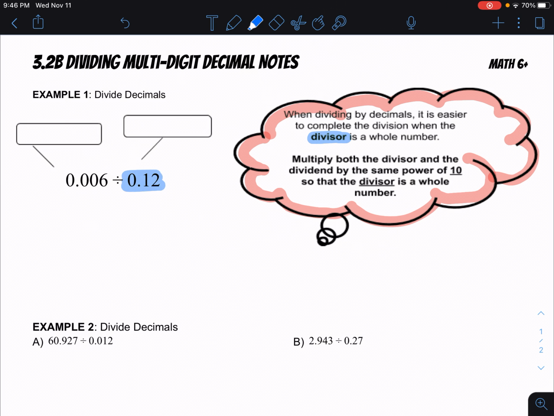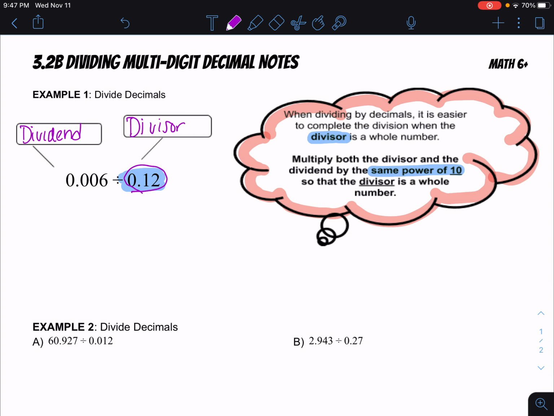This number here is the divisor. It's the one that's doing the dividing, and we want that to be a whole number. In order to make that a whole number, we want to multiply both the divisor and the dividend by the same power of 10 so that the divisor is the whole number. So again, we're going to focus on making this number the whole number, and the dividend is going to be changed just because we have to do the same thing to one that we do to the other.